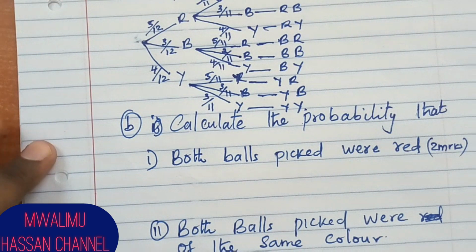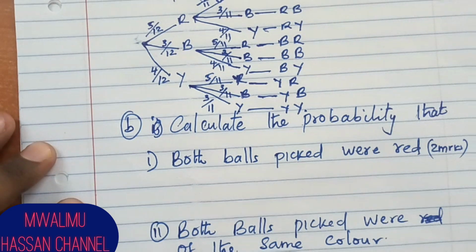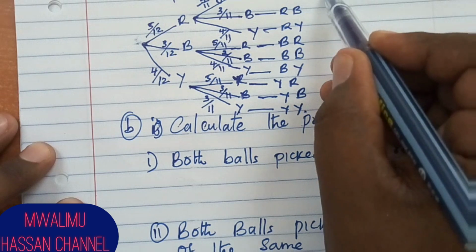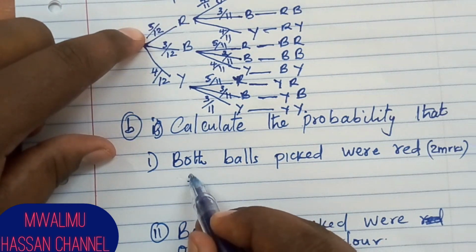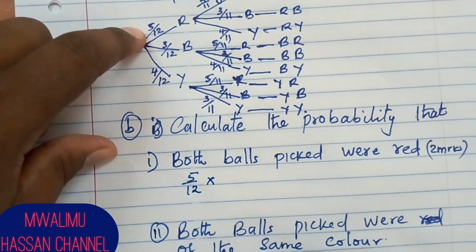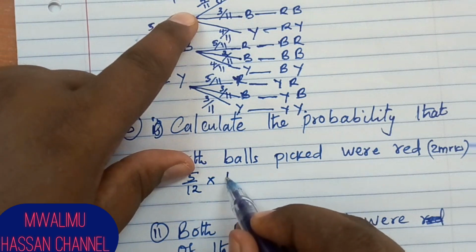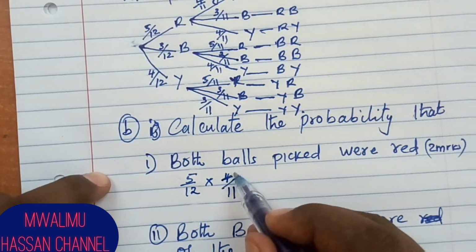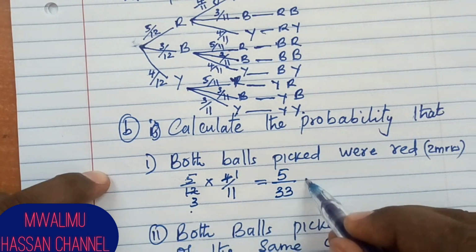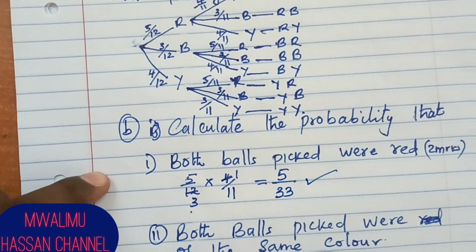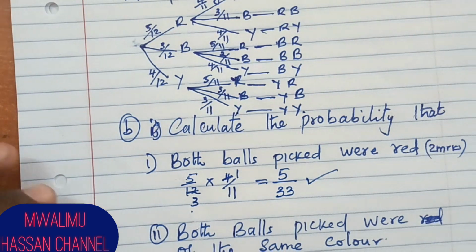Let us now come to the second part of the question, which is asking to calculate the probability that both balls picked were red. So we can only have one scenario where the two balls picked are red. The first red, we are going to have 5 out of 12 times the second red ball, we're going to have 4 out of 11. By 4, 1, by 4, 3. So we're going to have 5 times 1, that is 5, 3 times 11, then we have 33. So the probability that both balls picked were red is 5 out of 33.